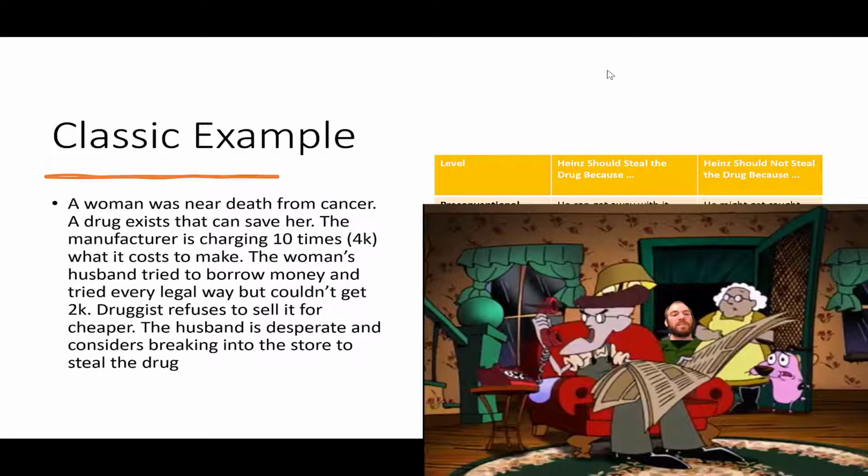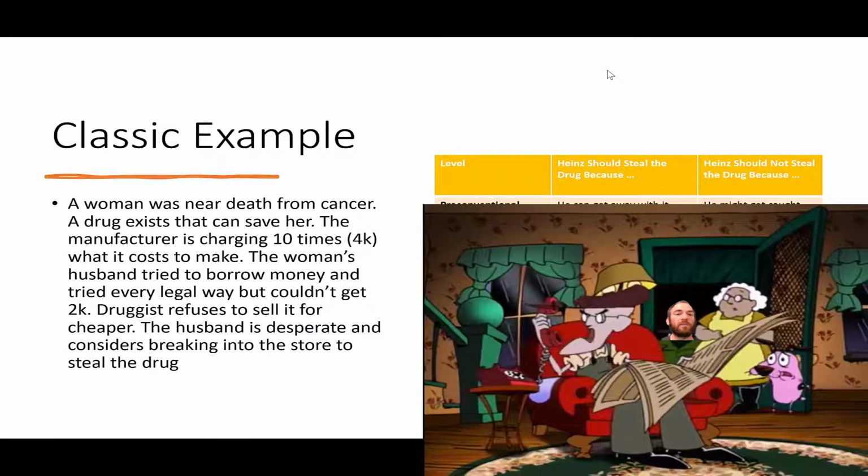A woman was near death from cancer. A drug exists that can save her. The manufacturer is charging 10 times what it costs to make. The woman's husband tried to borrow money and tried every legal way, but couldn't get $2,000. The pharmaceutical company refuses to sell it for cheaper. The husband is desperate and considers breaking into the store to steal the drug. So then you ask the participant, what should they do?